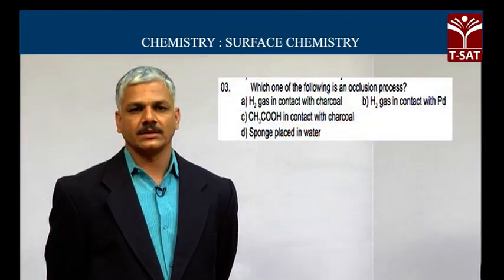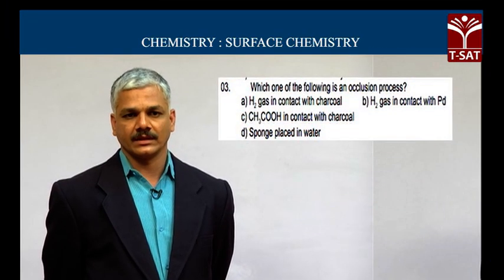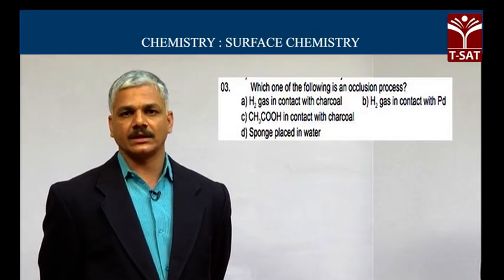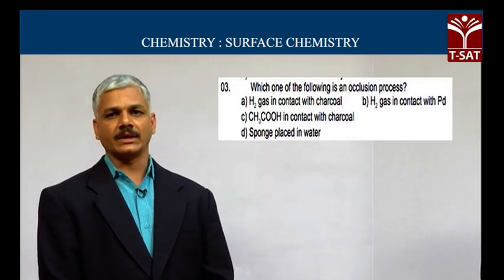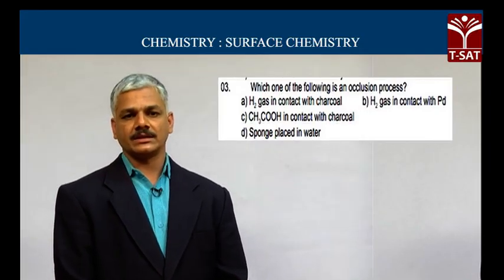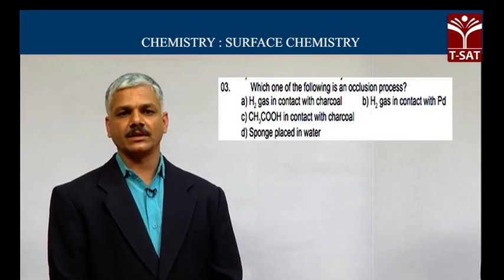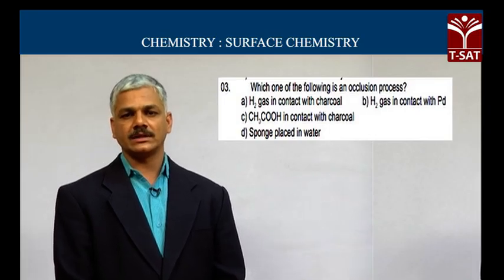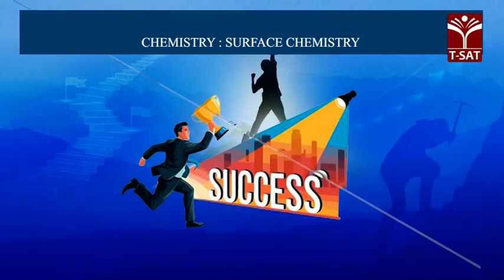Third question, which one of the following is an occlusion process? Given options are A. Hydrogen gas in contact with charcoal, B. hydrogen gas in contact with palladium, C. acetic acid in contact with charcoal, D. sponge placed in water. Correct option is B. Hydrogen gas in contact with palladium is an example of occlusion.